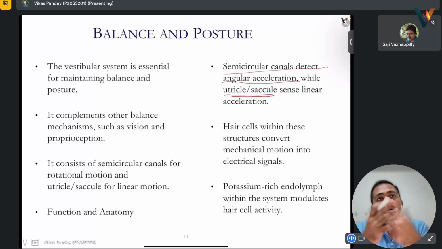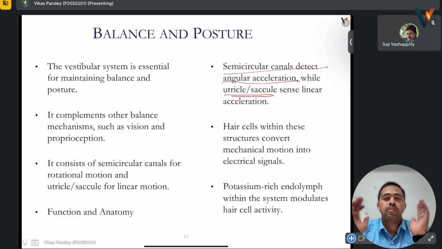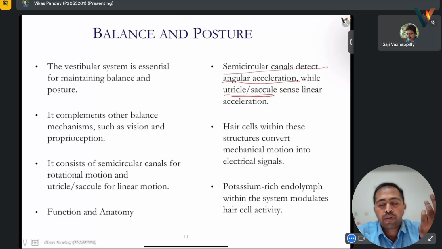Just as we have studied from Newton's first law, if something is at rest, like I am standing here, my body fluid is at rest, and if I am moving forward, it will have a movement in the backward direction. This will stimulate these hair cells, and then my brain will be able to understand that I am moving forward. So how do we maintain the balance and all.